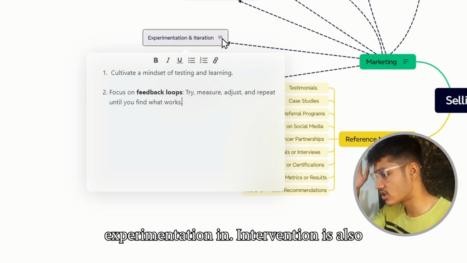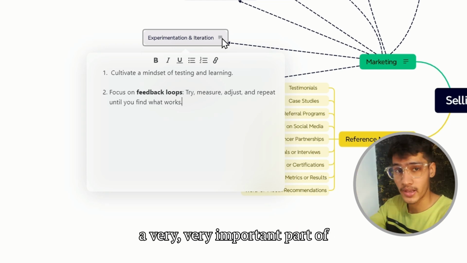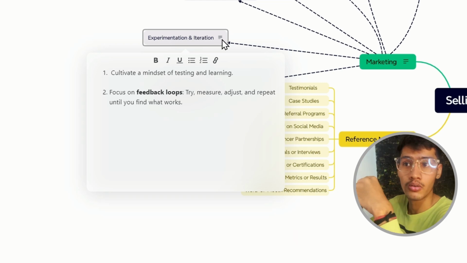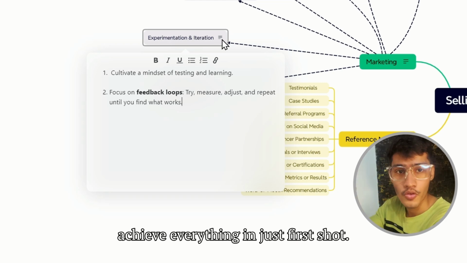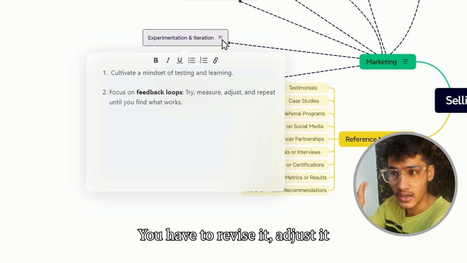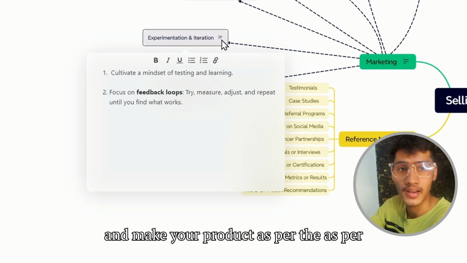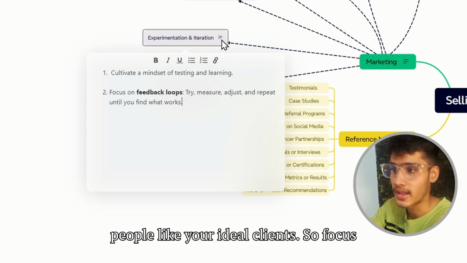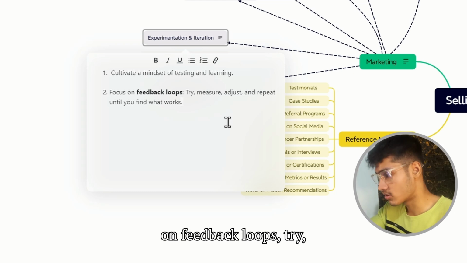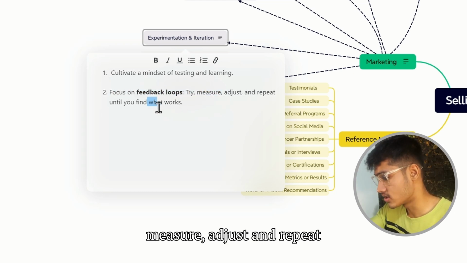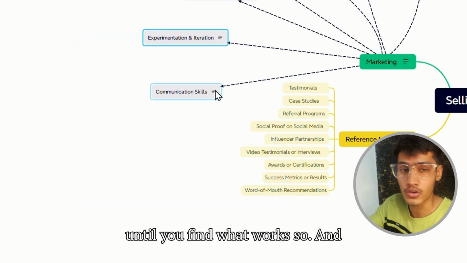Now, experimentation and iteration is also a very important part of marketing. You can't just achieve everything in the first shot. You have to revise it, adjust it, so you can see your consumers' behavior and make your product as per people, like your ideal clients. So focus on feedback loops: try, measure, adjust and repeat until you find what works.